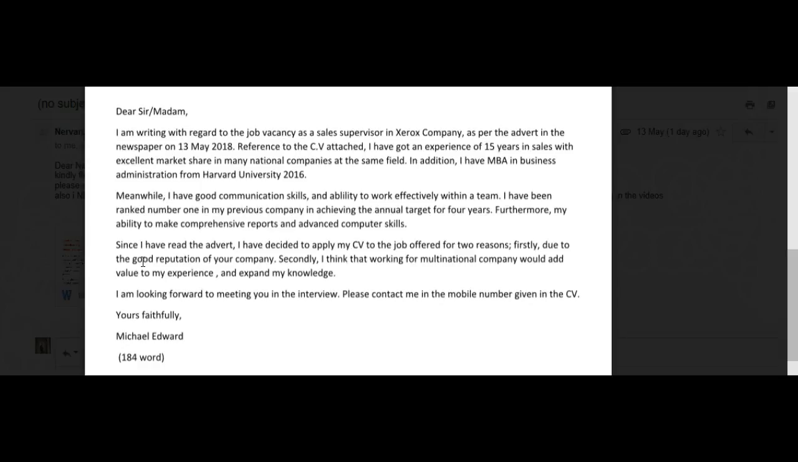Secondly, I think that working for a multinational company would add value to my experience and expand my knowledge. Okay, I'm looking forward to meeting you in the interview. Please contact me at the mobile number given in the CV. Yours faithfully, Michael Edward. Okay, fine. The structure is appropriate. You used your sir, madam, your closing, and your sign-off were appropriate. It was all good. You covered all the points.